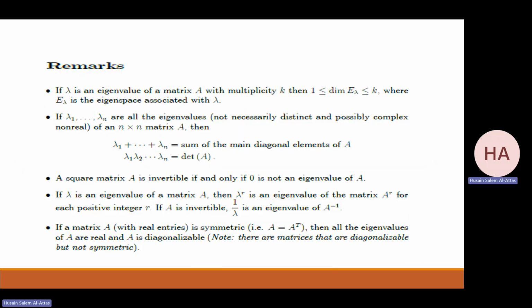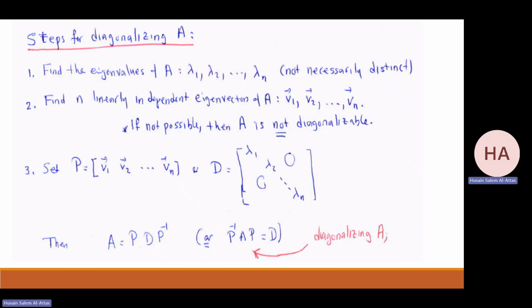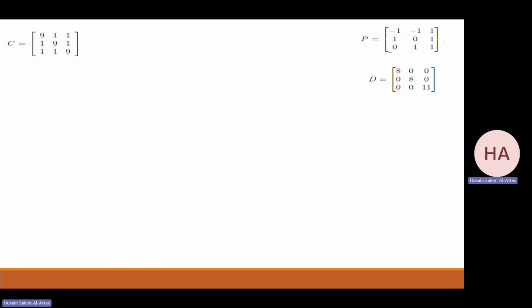One thing here: a square matrix is invertible if and only if 0 is not an eigenvalue. Because if lambda equals 0 is an eigenvalue of A, then the matrix is singular, not invertible. I just said how to find diagonalization: find the eigenvalues, find n linearly independent eigenvectors. If not, then A is not diagonalizable. For P, just list the eigenvectors. For D, list the eigenvalues.